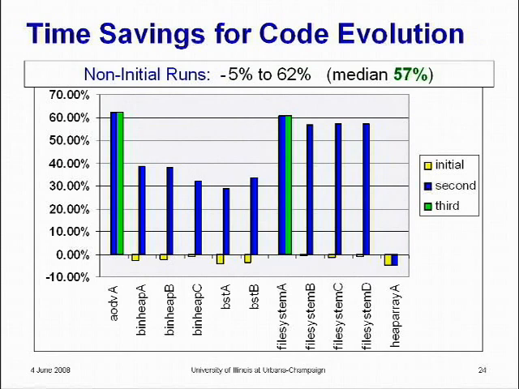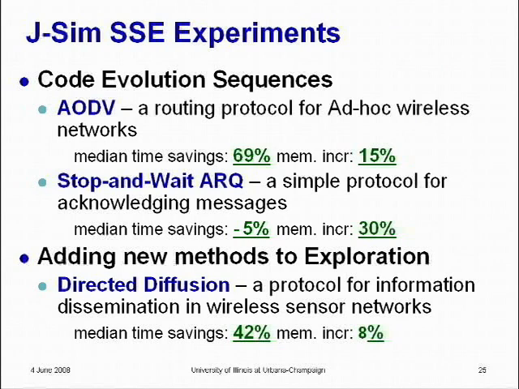And here are the results, again comparing our technique against the traditional one that does everything from scratch, and showing how much time our technique can save. Basically, if you do this incremental checking, the savings that we can achieve range up to 62%. Sometimes there is some slowdown; in the case of the heap array, there is a slowdown of about 5%. We've also done these experiments in this other model checker, JSIM State Space Explorer, which focuses on network protocols.